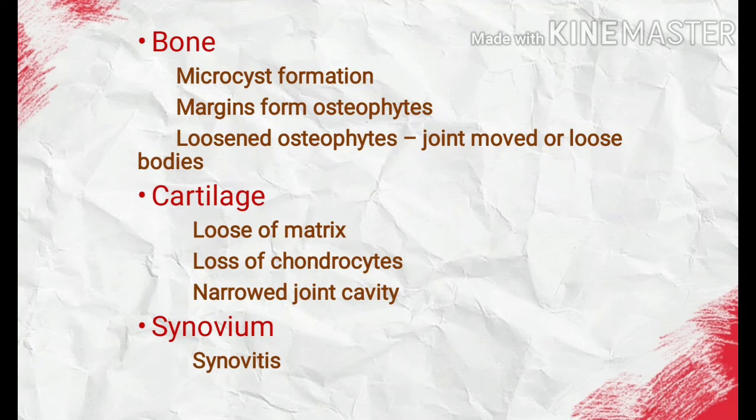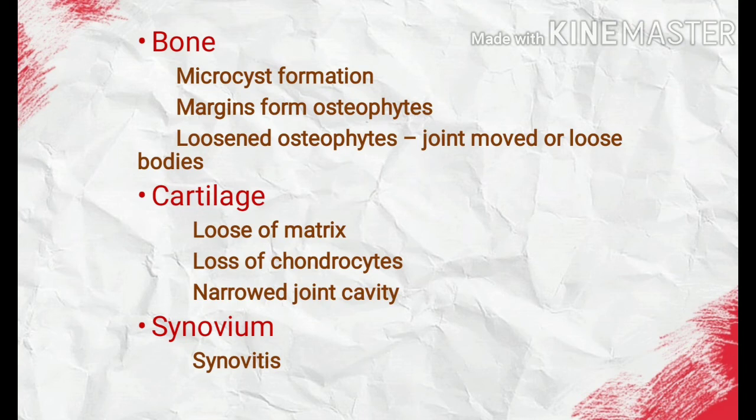Now we'll see about the pathological changes occurring in osteoarthritis. First, cartilage. We know that there is a degradation of cartilage which ultimately leads to the loss of cartilage and matrix. Since there are no chondrocytes or cartilage, there will be a narrowed joint cavity. This is an important feature in osteoarthritis. The narrowed joint cavity ultimately leads to limited movements of that joint.